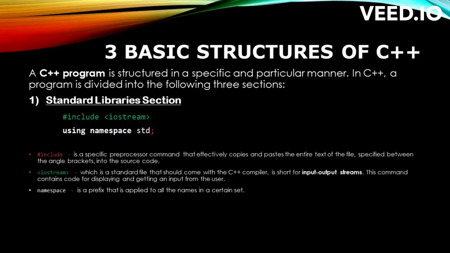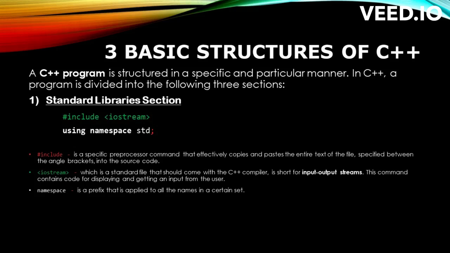There are three basic structures of C++. A C++ program is divided into three specific sections. Number 1, the Standard Libraries section. It is the heading of our program. It mostly contains #include <iostream> and the using namespace std code.